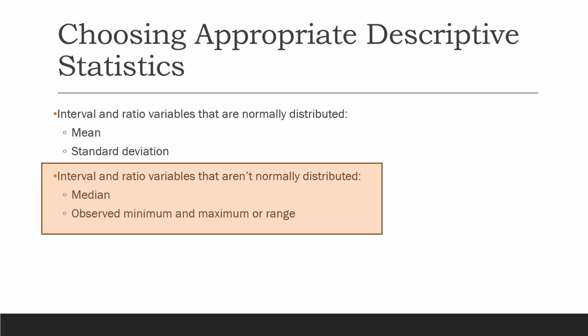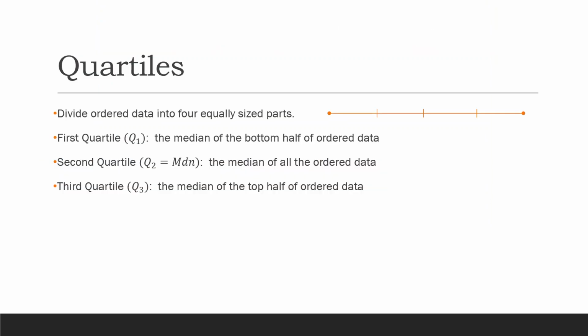And it has to do with specific types of measures of position, like can we get the relative position of observations within a data set? And this has to do with quartiles. Quartiles are values that divide your ordered data set into four equally sized parts.